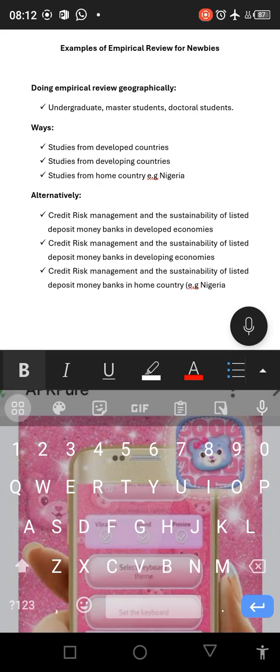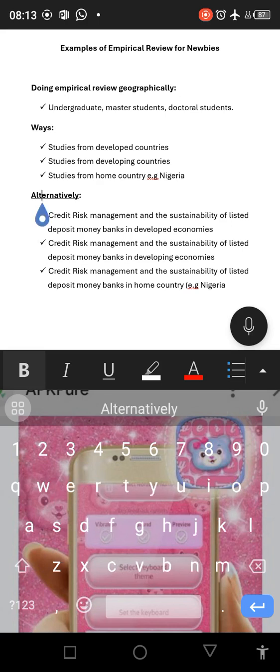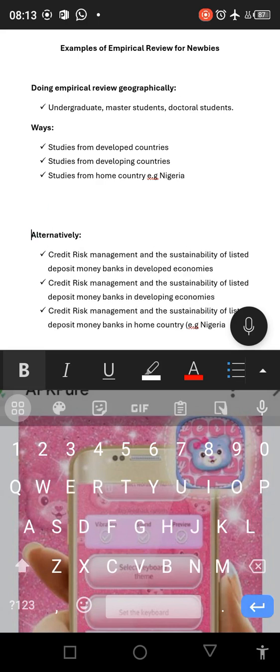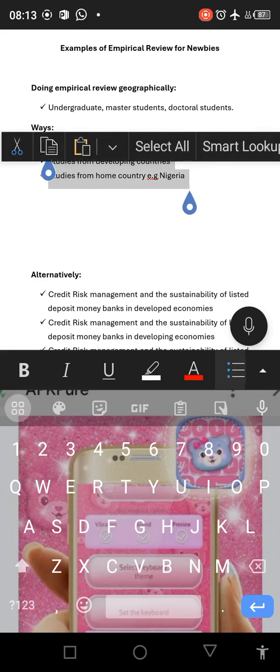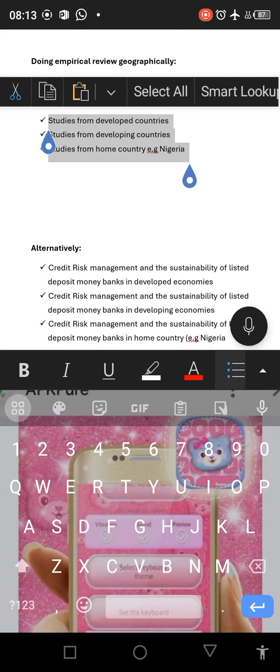All right, for geographical review, there are three ways to do this. In the last video, I talked about it. And the ways to do this, number one, if you can see here, it could carry these three headings that you're seeing here being highlighted. So you could do your empirical review under this heading.